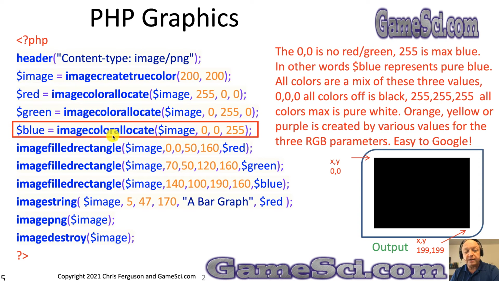$blue equals image color allocate, $image, 0, 0, 255. The 0, 0 is no red and no green. The 255 is maximum blue. In other words, $blue represents pure blue.